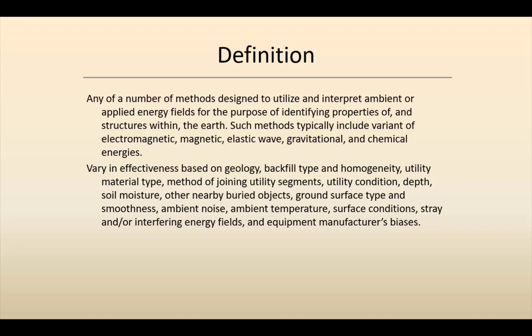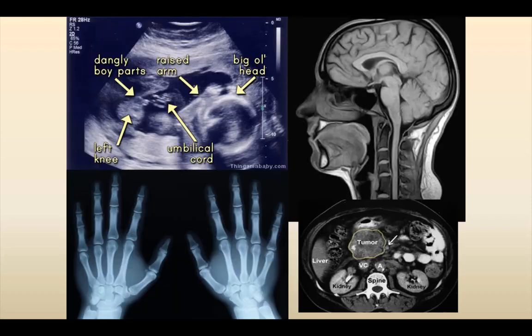Such methods typically include variants of electromagnetic, magnetic, elastic wave, gravitational and chemical energies. They vary in effectiveness based on geology, backfill type and homogeneity, utility material type, method of jointing utility segments, utility condition, depth, soil moisture, other nearby buried objects, ground surface type and smoothness, ambient noise, ambient temperature, surface conditions, stray and or interfering energy fields, and equipment manufacturer's biases. This is the definition which has been provided for geophysical methods in the standards.